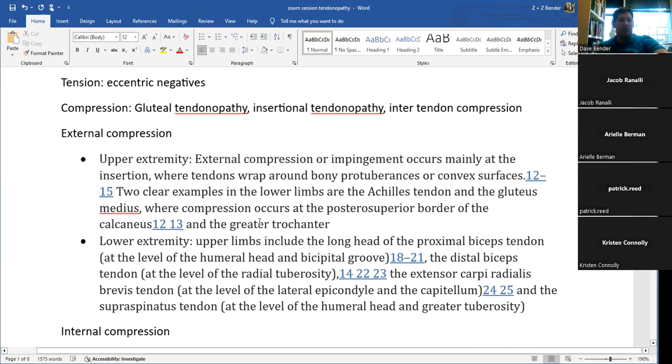Those are lower extremities. I think I put lower extremities here; I'll swap it around. Again, lower extremity. For the upper limbs, there's the long head of the biceps tendon at the humeral head and the bicipital groove. We'll talk about that as we get into the module that covers the shoulder and some of the tests for pressure along the biceps tendon. Eric will happily show you. Then there's the biceps tendon at the radial tuberosity, a distal one. For the extensor carpi radialis brevis tendon, that would be at the level of the lateral epicondyle, where you'll find tendinous irritation. And the supraspinatus tendon along the humeral head and greater tuberosity.